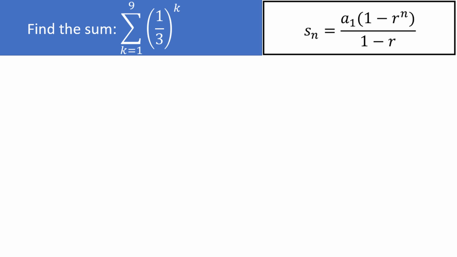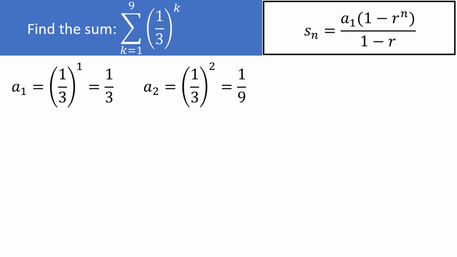We want to find the sum from k is equal to 1 to 9 of 1/3 to the kth power. This tells us to plug in k equals 1, and then add to that the value we get when we plug in k equals 2, and then add to that what you get from k equals 3, etc., all the way through k equals 9. If you plug in k equals 1, you get 1/3 to the first power, which is 1/3. For k equals 2, you get 1/3 to the second power, which is 1/9. For k equals 3, you get 1/3 to the third power, which is 1/27.